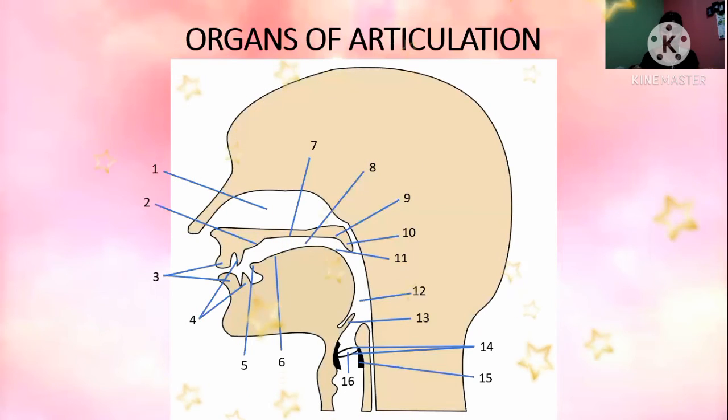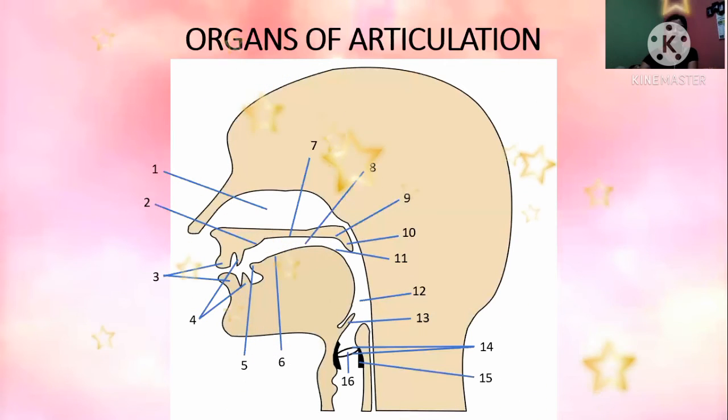And in number 13, just here, we have the epiglottis. The epiglottis is a flap of cartilage located in the throat behind the tongue and in front of the larynx. Number 14 is the vocal folds, the parts of the human speech apparatus directly responsible for the production of the voice.